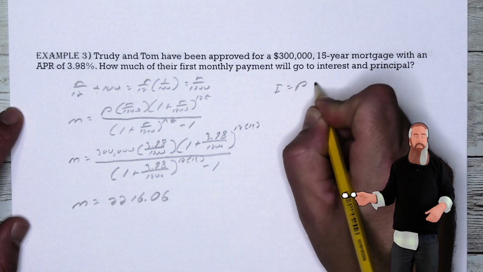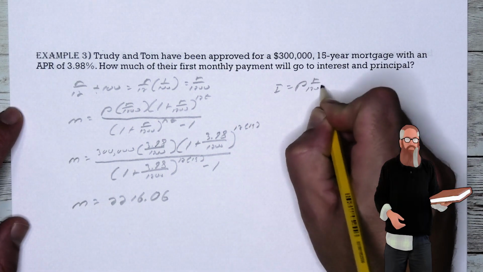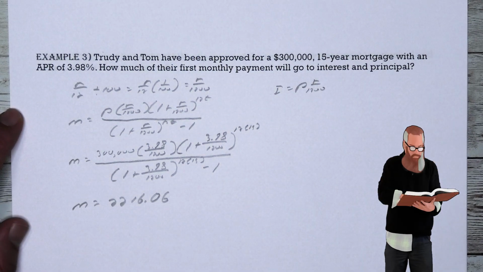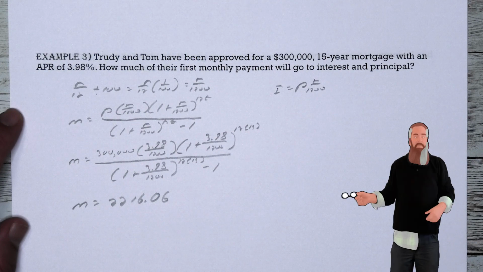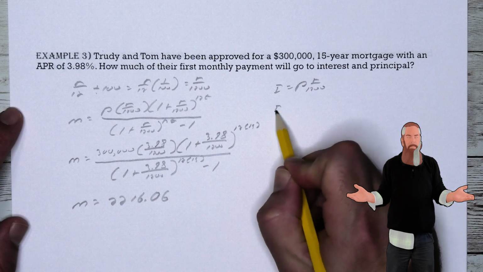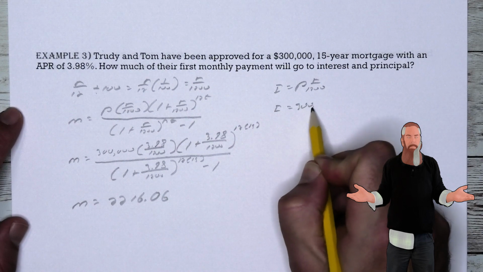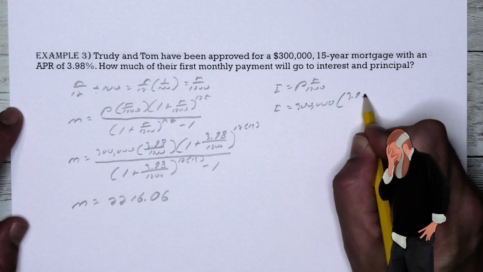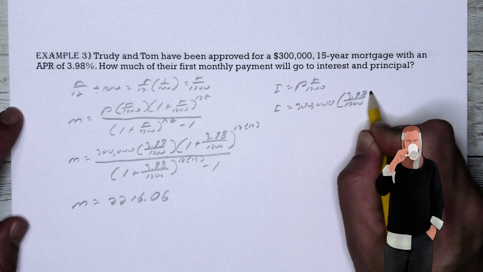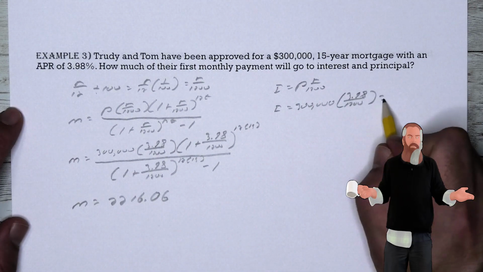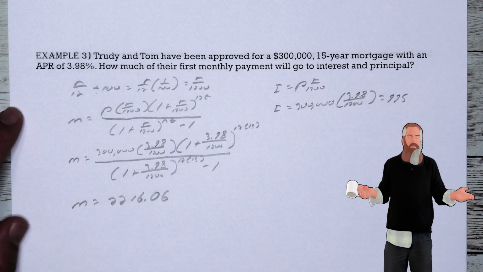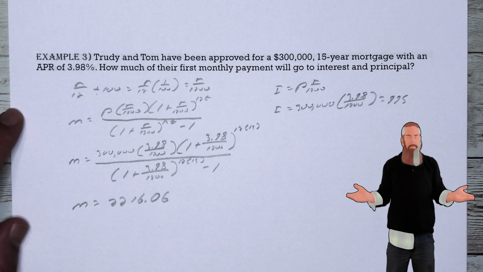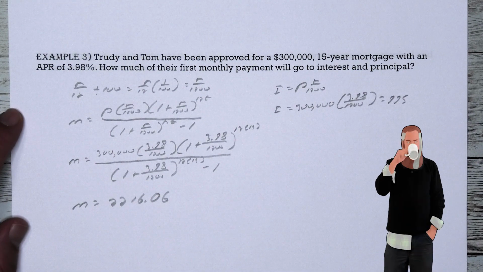The monthly interest can be determined by using the monthly interest formula, which is that the interest is equal to P times R over 1200, where I is the interest, P is the principal, and R is the interest rate expressed as a percent. This means that I would be 300,000 times 3.98 divided by 1200. This is going to give us 995. So the first month interest amount is $995.